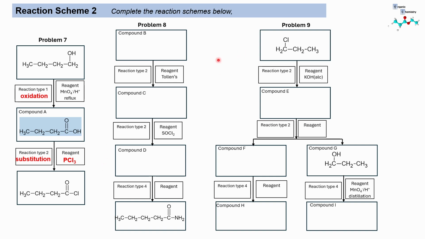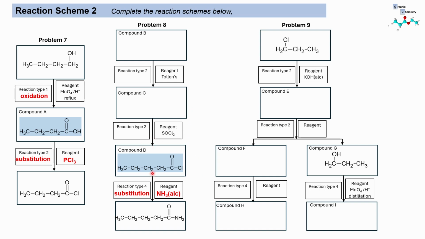Okay, for problem 8, well, let's start at the bottom. At the bottom here, I have a primary amide. Now, the only way that we're going to be making this primary amide from this type of reaction scheme is actually if we have an acyl chloride, and we carry out a substitution reaction. So let's put in the acyl chloride here. What we're replacing is the chlorine with an NH2. So this is a substitution reaction, and we're going to be adding NH3. And the NH3 is dissolved in alcohol, or we could write it concentrated NH3.